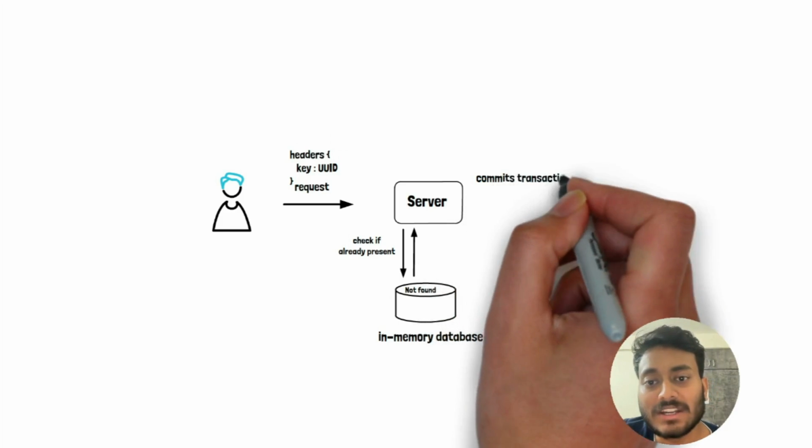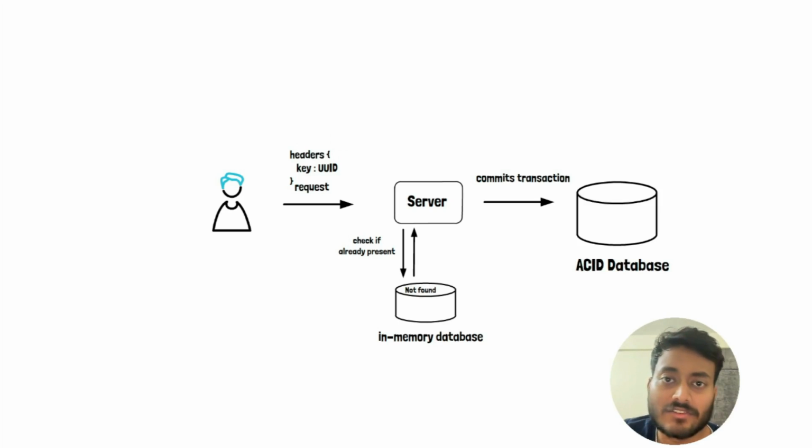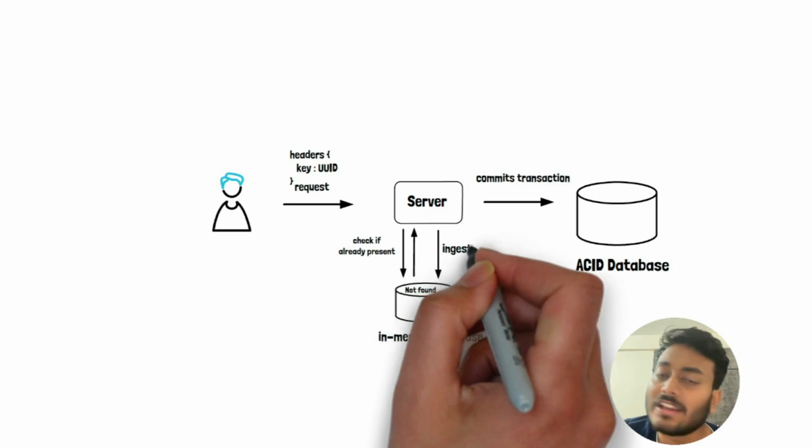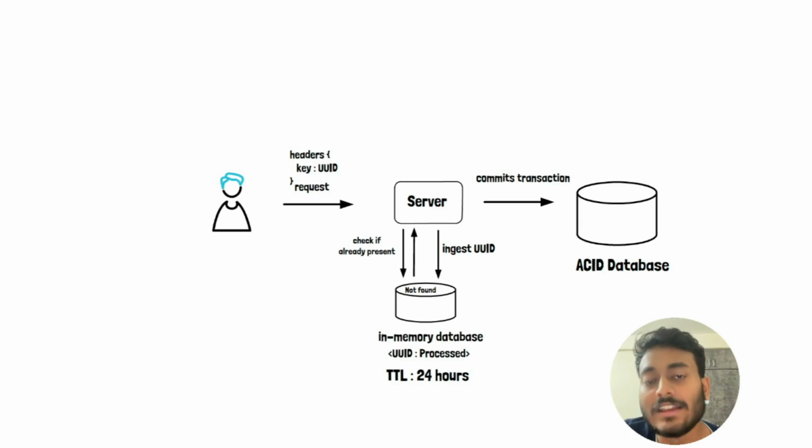So it will start committing that transaction in an ACID database. We need an ACID database in case the server fails while attempting a transaction, so we have rollback support also. Once the transaction is committed, we will store it in our in-memory database. The key can be the UUID, or the unique request ID, which is sent with a request. And once it is saved, the TTL of that request is 24 hours. In this manner, we don't need infinite storage in an in-memory database, because these are costly.